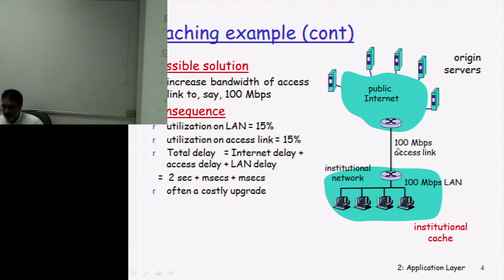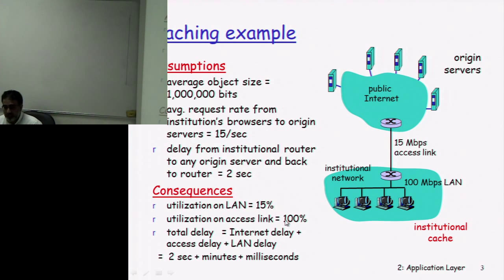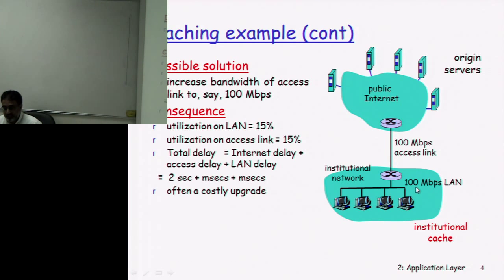Now what will happen? This is one of the possible solutions: increase the bandwidth of the access link, for example, to 100 Mbps instead of 15 Mbps. Okay, now what will be the consequences in this case? Utilization on the LAN is still 15%, because we have not changed anything in our local LAN. The utilization on the access link is reduced from 100% to 15%. Same as this: 100 and 100, 15%, 15%.